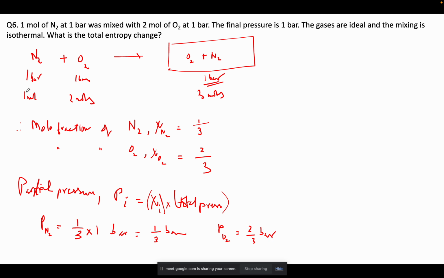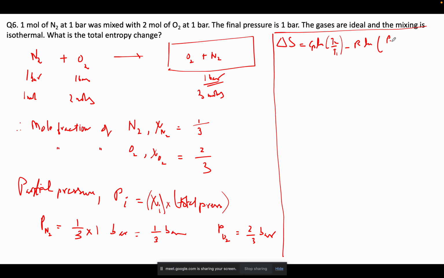That means from 1 bar nitrogen went to 1 by 3 bar, and from 1 bar oxygen went to 2 by 3 bar. And now in this process we have to calculate the entropy changes. The entropy change for an ideal gas is Cp ln T2 by T1 minus R ln P2 by P1, where 2 is the final and 1 is the initial state. Now this is an isothermal process, so the first term will be automatically equal to 0. Now this is for 1 mole. For n number of moles, this is basically n into R.